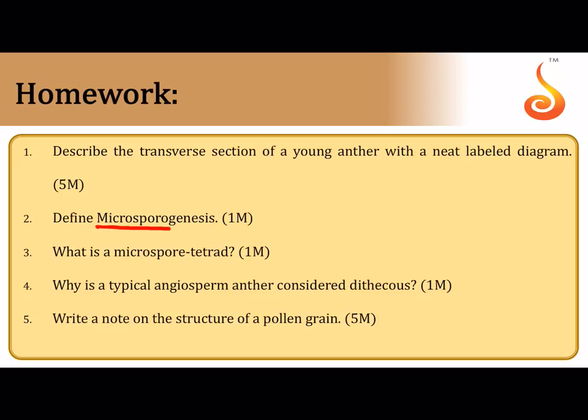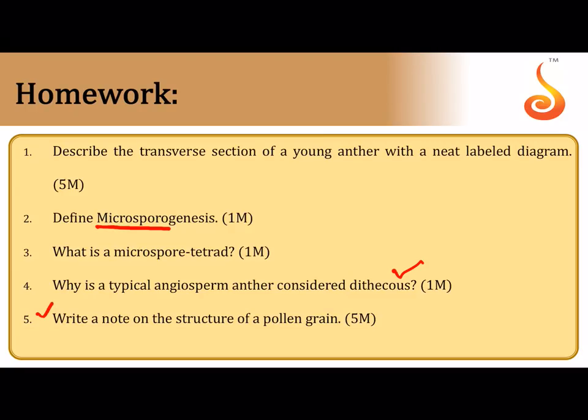What is a microspore tetrad? Why is a typical angiosperm anther considered to be dithecous? Because I told you, you can divide it into two halves. In each half there are two compartments or two cases. In Greek, theke literally means case. Since in each lobe there are two cases, we can call it a dithecous anther.